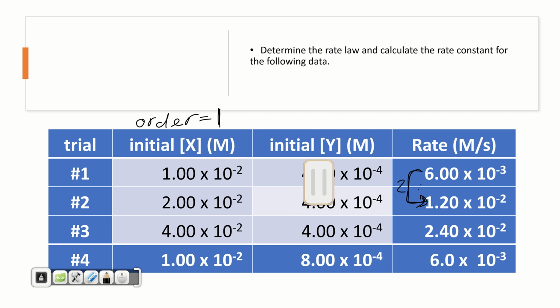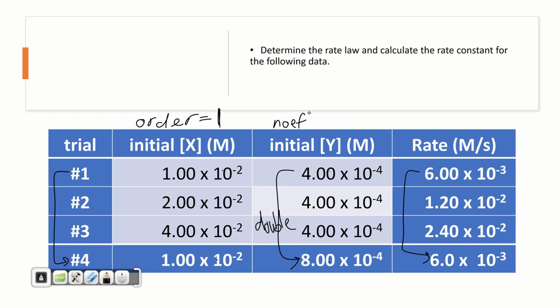All right, what about for Y? Well, I need to see where Y changes. So the thing is, for all three of the first experiments, Y is the same concentration. So for this one I want to keep X the same. That means I'm going to use 1 and 4. Because X stays the same for 1 and 4, but Y is doubled. So if I change the Y, the rate goes from 6 times 10 to the negative third to 6 times 10 to the negative third. So what does that mean about Y? Y has no effect, which means its rate order is 0.